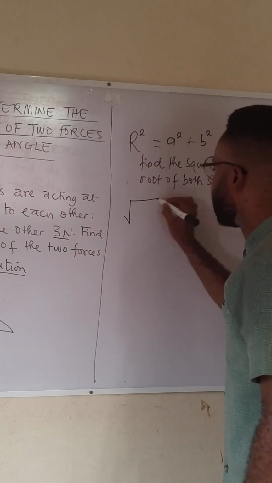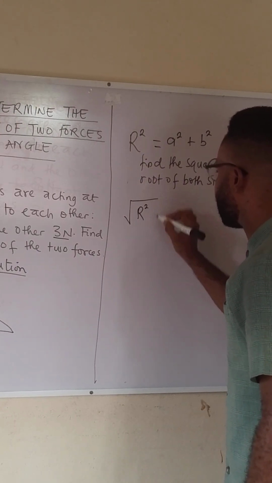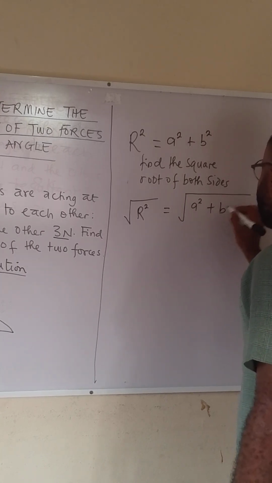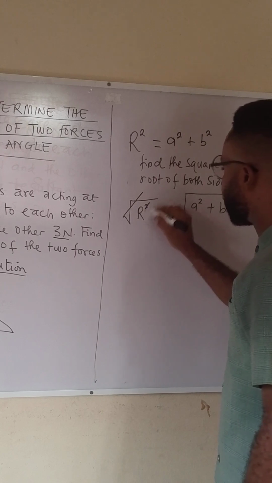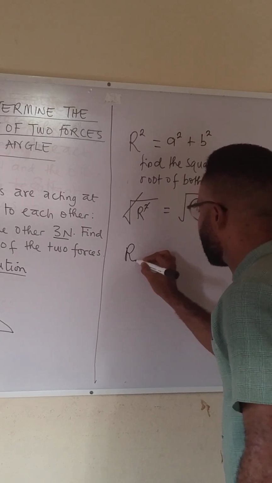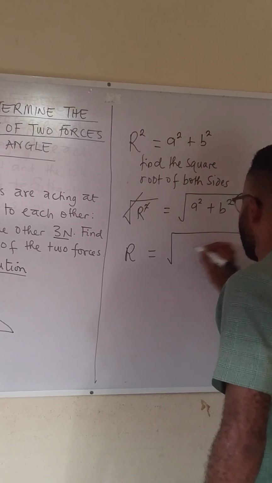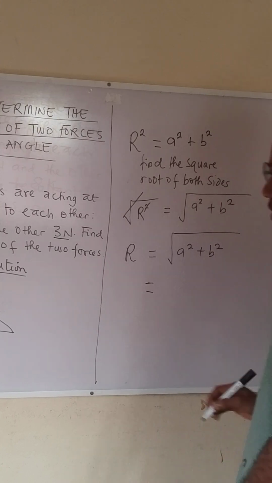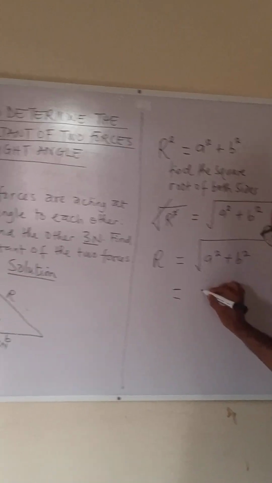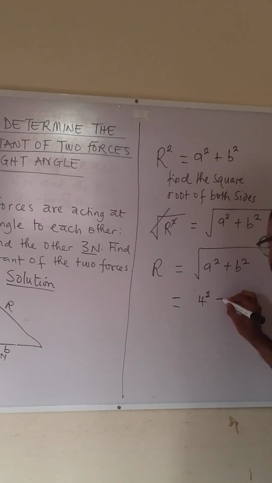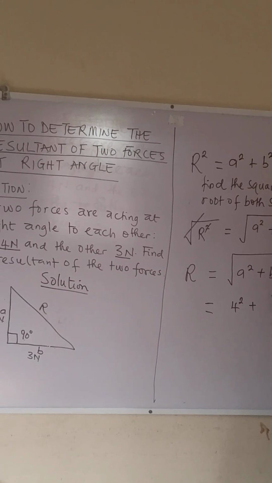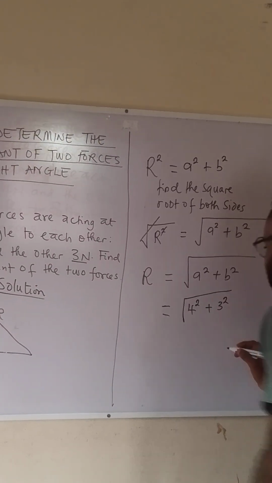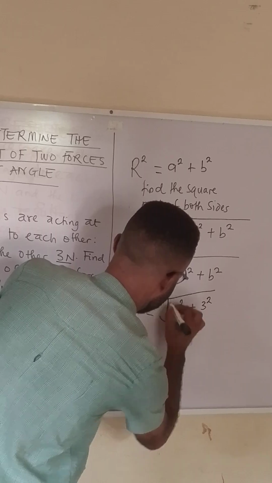So we simply do this. The square root of R squared is equal to the square root of a squared plus b squared. So this will take it out, and so R will be equal to the square root of a squared plus b squared. So what is our a squared? Our a squared is 4 squared. And what is our b squared? Our b squared is 3 squared. So we put it here. This has the square root sign.